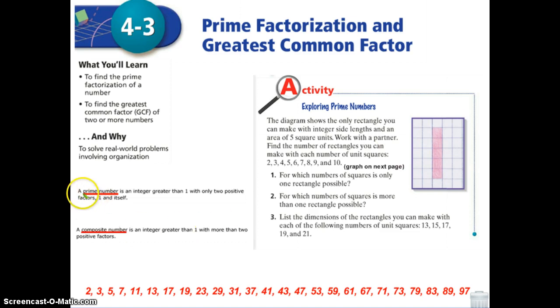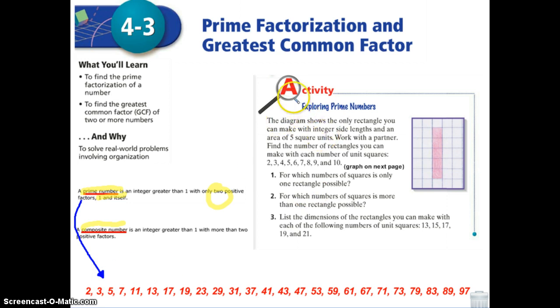We're going to talk about these two words a lot over this lesson: prime numbers and composite numbers. A prime number is an integer greater than 1 with only two positive factors, 1 and itself. A composite number is an integer greater than 1 with more than two positive factors. The reason I gave you this list of numbers right here is that these are all prime numbers, between 2 and 97. Now some of you may say, well, hey, where's 1? Well, 1 is not considered a prime number.